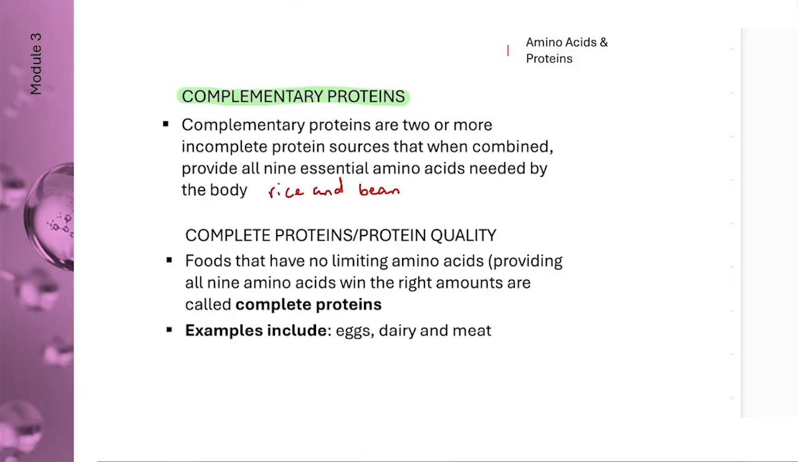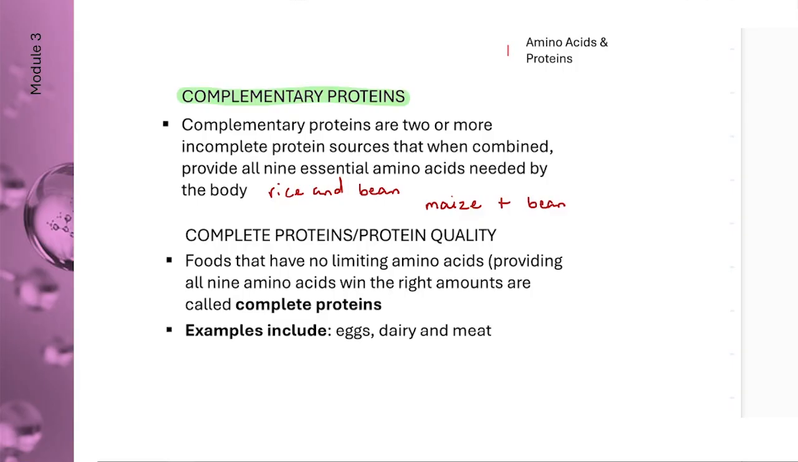The same thing with maize and beans. Maize is deficient in certain essential amino acids, whereas beans is sufficient in them. So this process of combining two plant-based foods in which one is deficient in some essential amino acids and the other is sufficient, so that you have all the essential amino acids in your diet, is called protein complementarity.